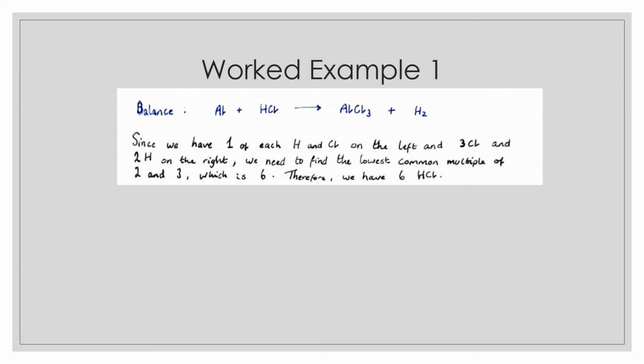So, let's first look at the chlorines. On the left we only have 1, but on the right we have 3. Now, we could put 3 in front of the HCl, but we also need to consider the H2 on the right. If we put 3 in front of HCl, we would have 3 hydrogen atoms, which does not make a whole number of H2 molecules. We need to find the lowest common multiple of 2 and 3, which is 6. So if we put a 6 in front of the HCl, that would be the first step.